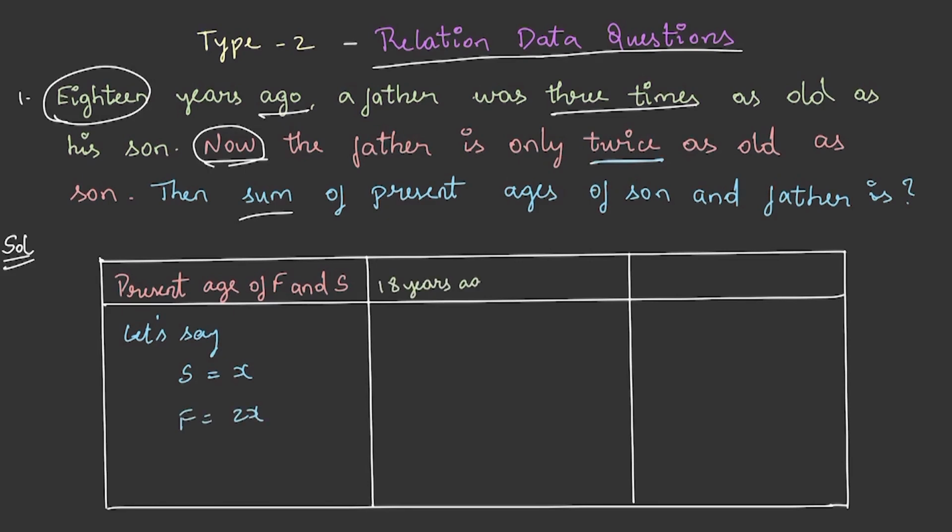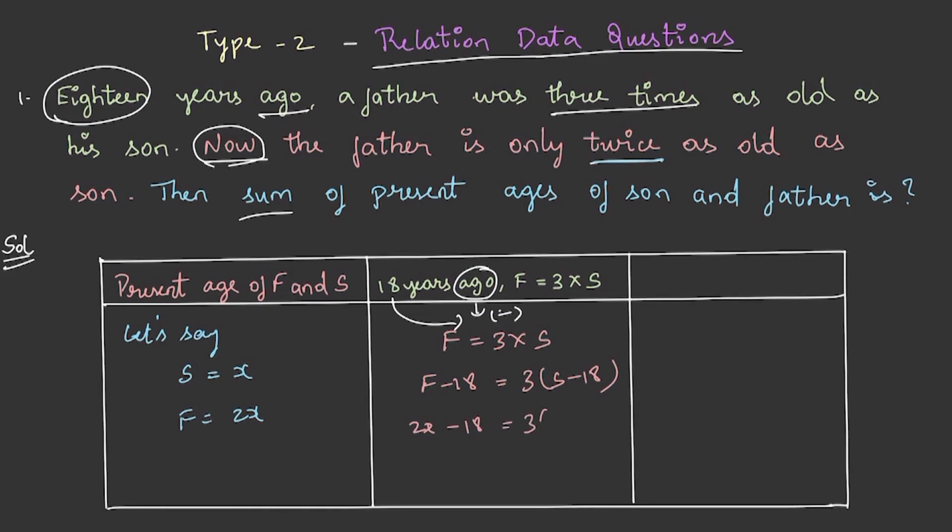18 years ago, father was 3 times as old as his son. So father is 3 times of son 18 years ago. So f minus 18 is equal to 3 into s minus 18. Because if it is ago, you need to subtract, and what you have to subtract is 18. Therefore, 2x minus 18 is equal to 3 into x minus 18. We will be getting, on simplification, x is equal to 36.